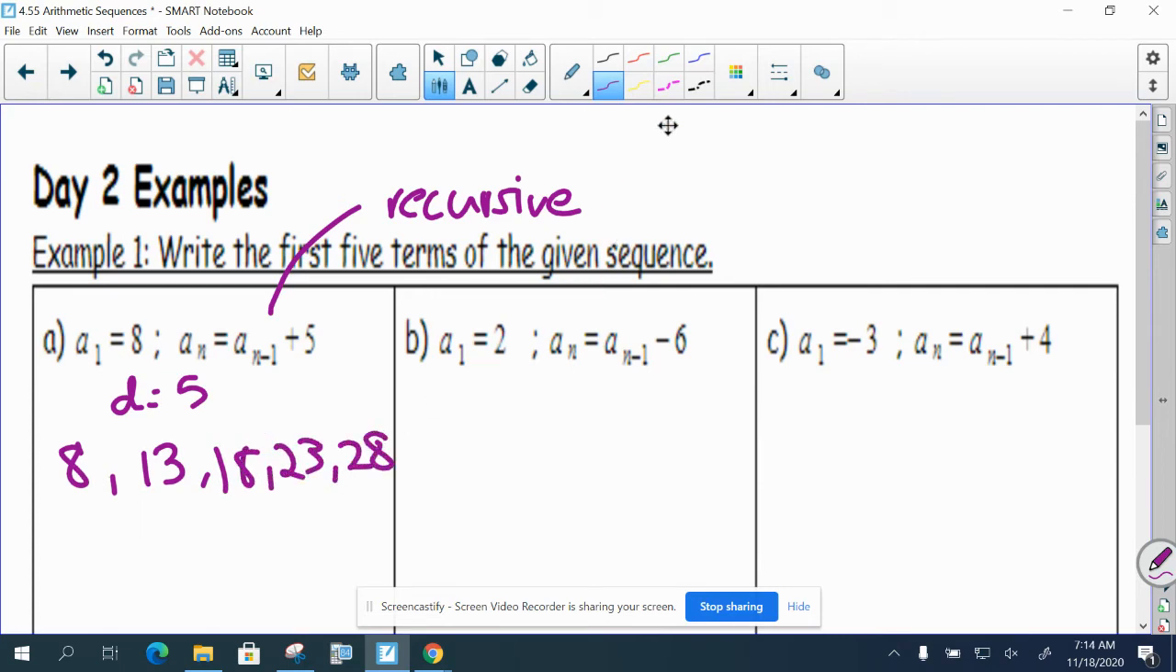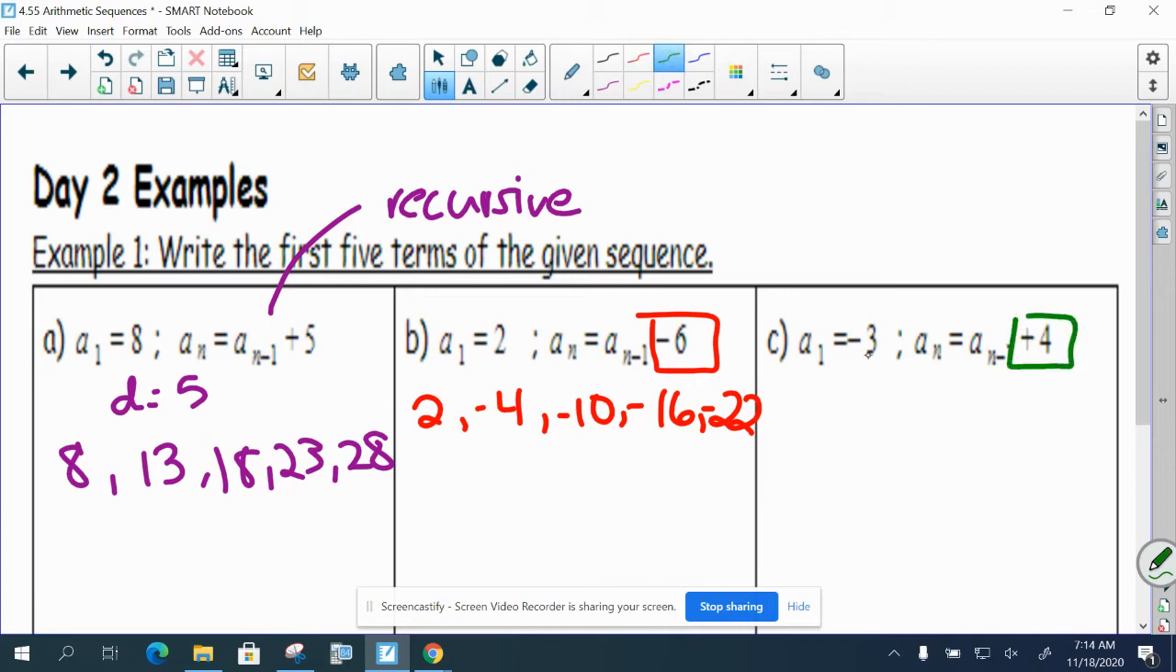All right, so pretty easy. Here, our common difference would be negative 6. So if 2 is our first term, we subtract 6 and get negative 4. Subtract 6 and get negative 10. Subtract 6 and get negative 16. Subtract 6 and get negative 22. For part C, our common difference is plus 4. So you would start with negative 3 and keep adding 4. So 1, 5, 9, and 13.